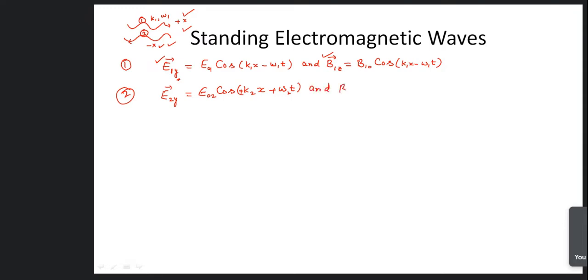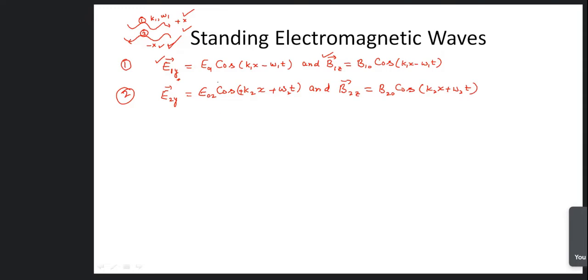And you can write B2z, that is the B component of this electromagnetic wave. It is B20. Again, using the same logic, I can write it as cos of k2 x plus omega 2 t.